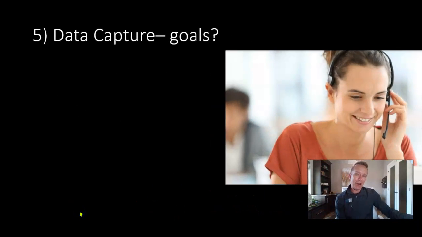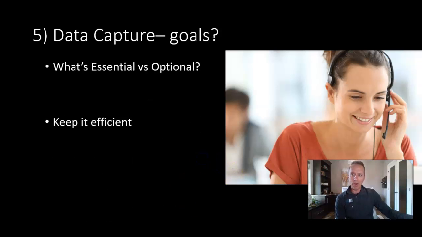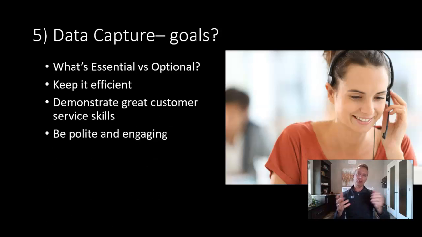All right, so here we are now at step 5, the data capture. Again, this is going to come after scheduling virtually all of the time, for the same reasons I mentioned a moment ago. But what are we trying to accomplish as we go through data capture? Well, the first question you want to ask yourself is what's essential versus what's optional? Are there questions that we can capture in a different format that's not on the phone? None of us like being on phone calls too long.